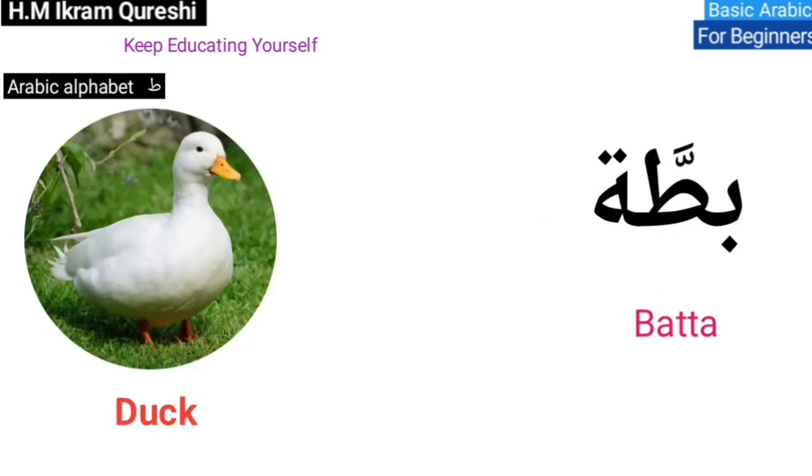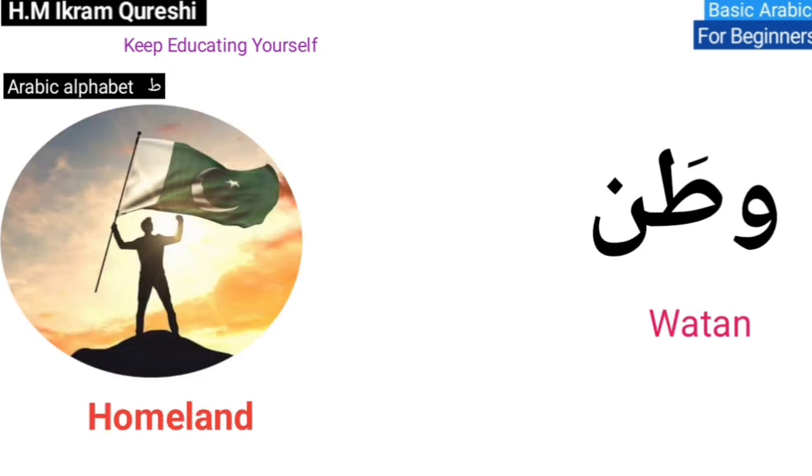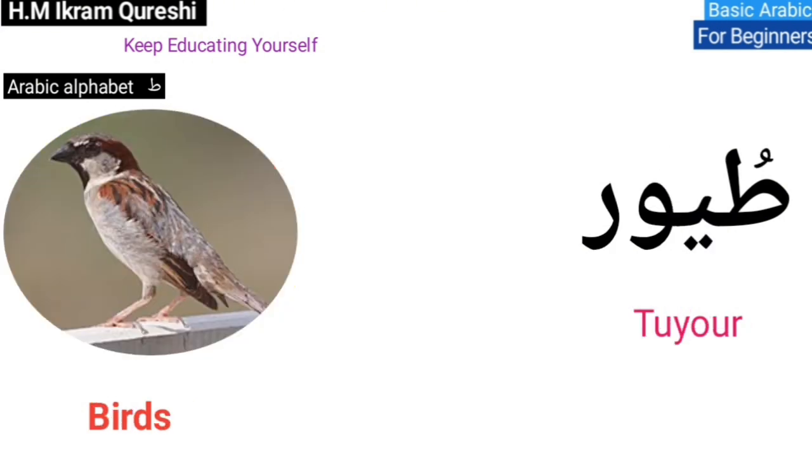The next one, بطة, duck. Let's repeat. بطة, duck. Okay, the next one, وطن, homeland. Let's repeat. وطن, homeland. Okay, the next one, طيور, birds. Okay, let's repeat. طيور, birds.